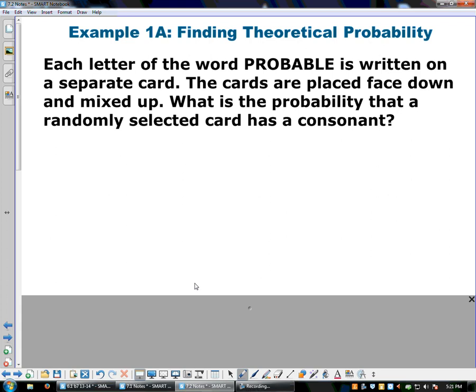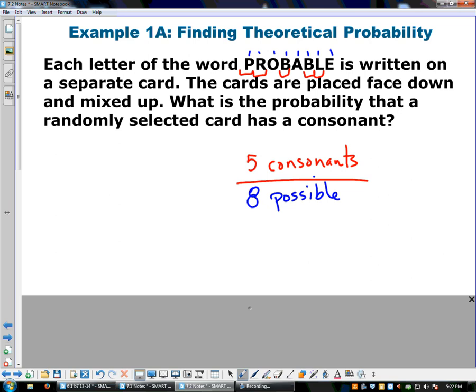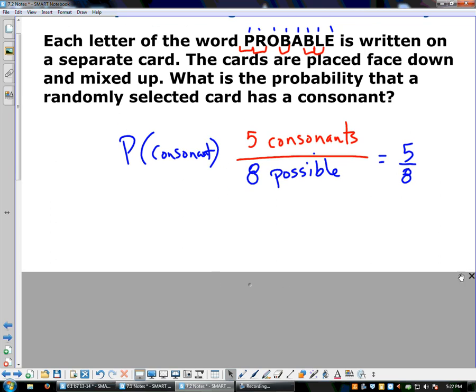So a little English here also. We need to know what is a consonant. So P, R, B, B, L. All of those are consonants. So that's going to be 1, 2, 3, 4, 5 consonants or 5 favorable outcomes possible. The total number is how many letters we have altogether. So if we add in the other 3 vowels we have there, there should be 8 possibles. So our probability of having a consonant is going to be 5/8. It would be 5/8. Okay, let's try our second one here.